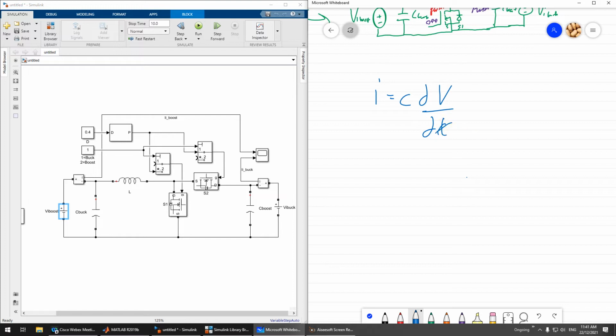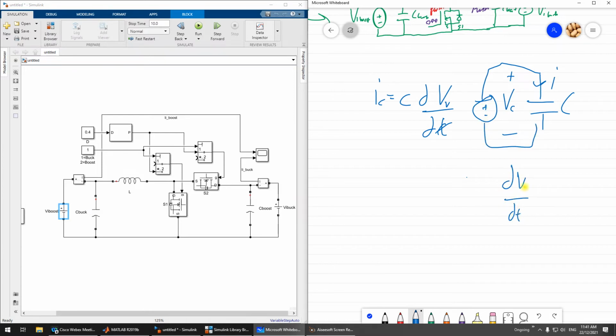Okay, dt. So you have a capacitor here, C, with current IC and voltage VC, plus minus VC. If you connect this to a stable voltage source, dV over dt is equal to 0, so IC equals C multiplied by 0, which is just 0. So basically the capacitor doesn't exist.